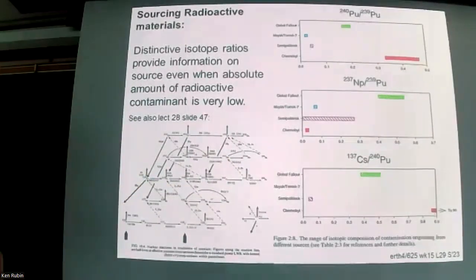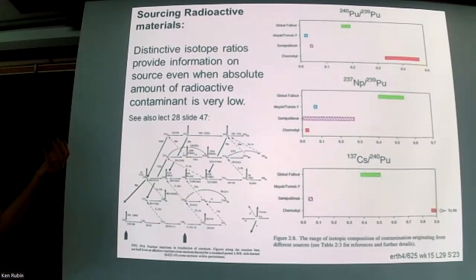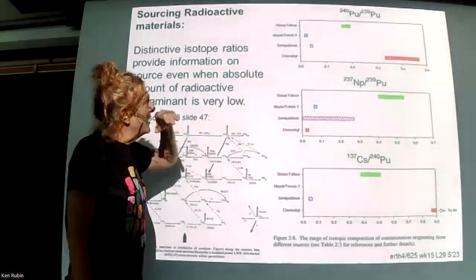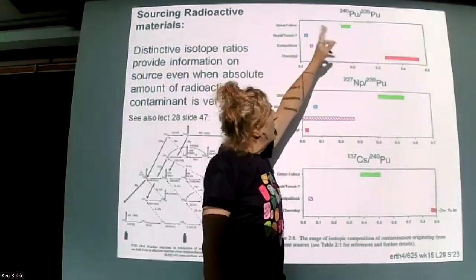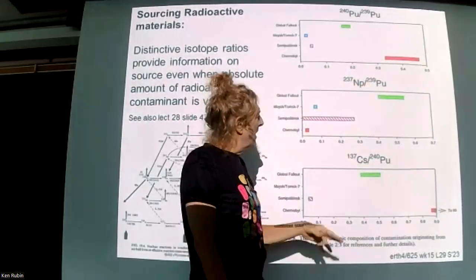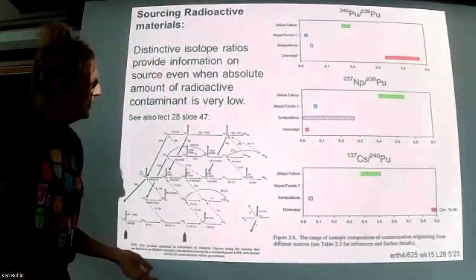It turns out that how much of each one of these things you produce is characteristic of the conditions of the nuclear program that it's doing. And whether it was by design or not, you can fingerprint radioactive material that comes from different places based on the ratios of some of these things. So radionuclides: plutonium-240 and plutonium-239, neptunium-237 and plutonium-239, plutonium-240, and the fission product cesium-137.